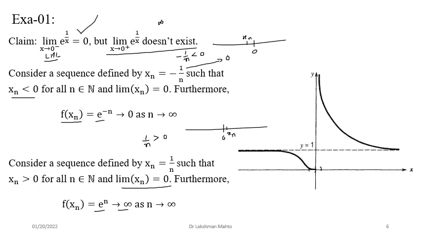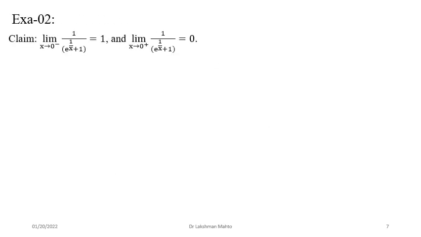It works well if you take your infinite domain from minus infinity to 0, then this function will behave properly. Okay, so that is the concept of one-sided limit. I will take another example. So here we are taking another example, 1 by e to the power 1 by x, plus 1.